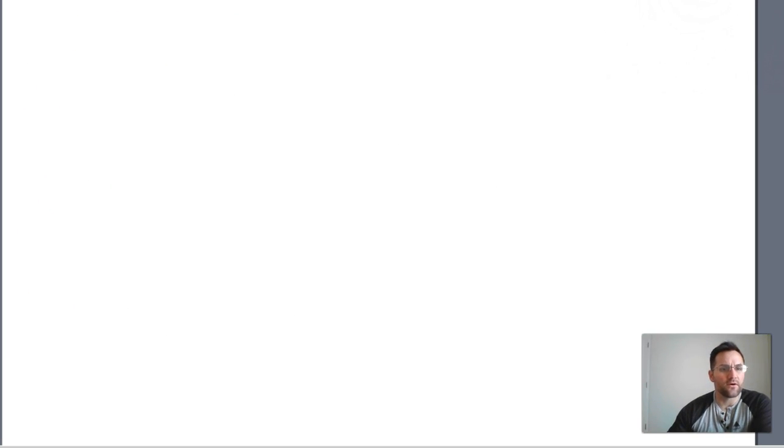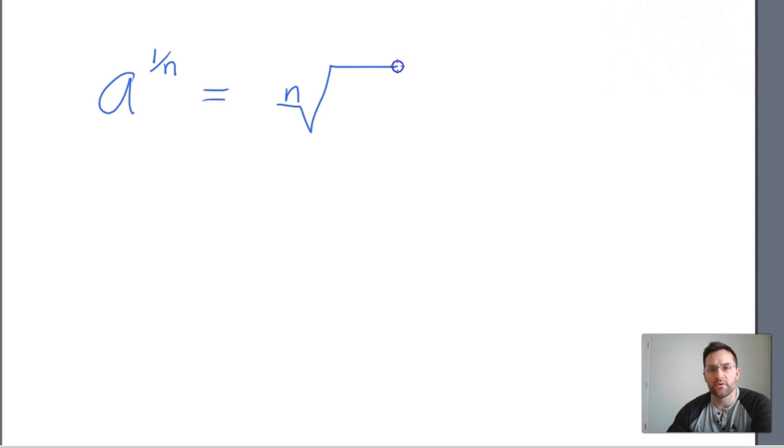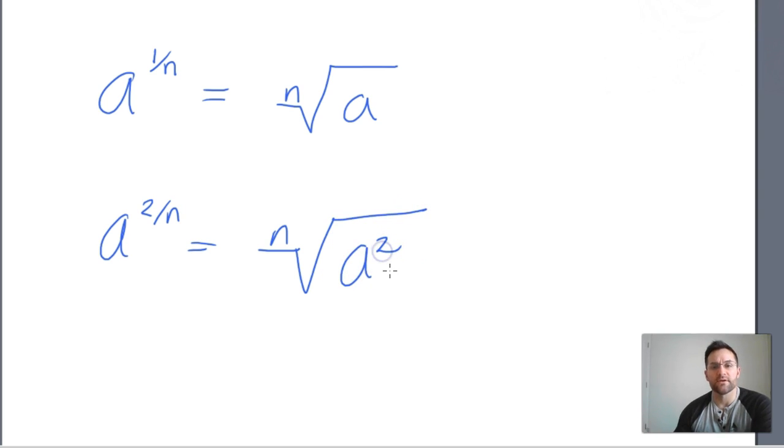An example that might help us understand the relation between radicals and exponents might be if we think back to rational exponents, so fractional exponents. We could say a, some number, taken to the power of 1 over n, is the nth root of a. So if we said a to the power of 2 over n, that would equal the nth root of a squared, so on and so forth.